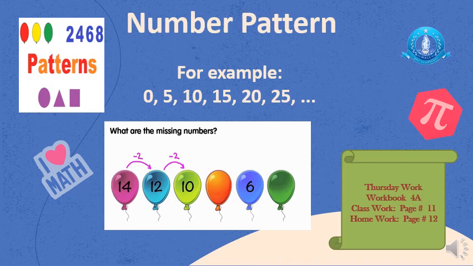Let's see part E. 100 less than 9803. Less means you have to minus. So what will be the answer? When you minus 100 from 9803, the answer will be 9703. In this way you will do question number 1. Let's see question number 2 now.